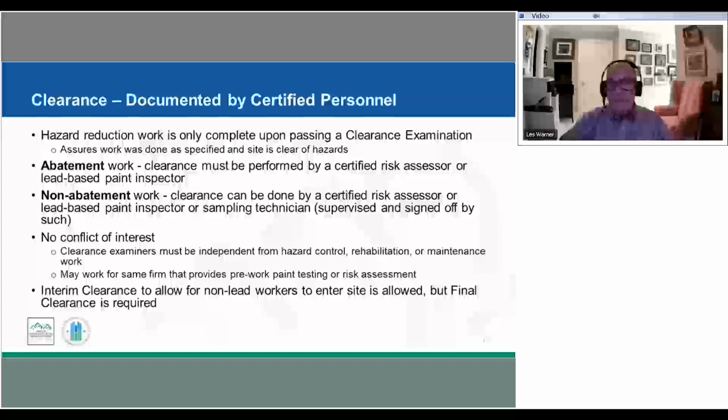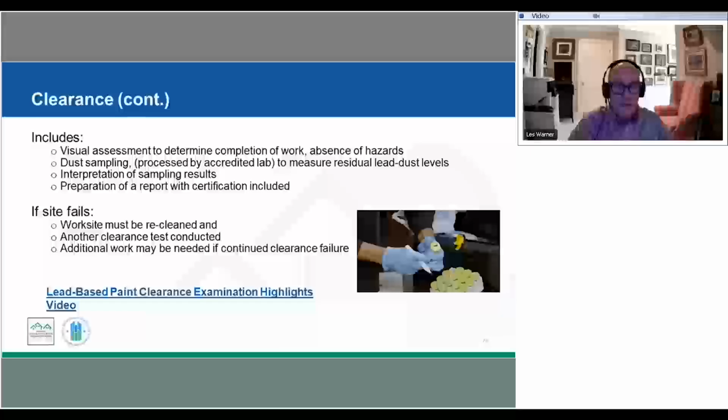I mentioned earlier about interim clearance, where we're going to have non-certified staff that's going to do other work after the lead work has been completed. We would want to make sure the interim clearance was done before those non-lead workers were allowed to enter that site, but we're still going to do a final clearance at the end of that project.